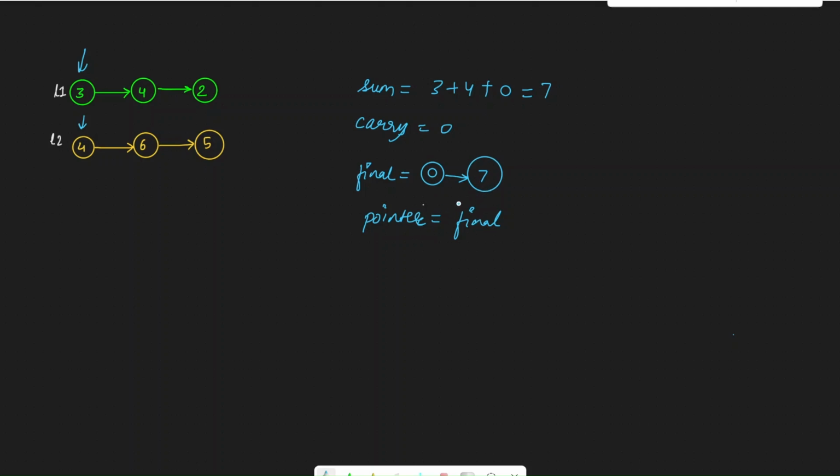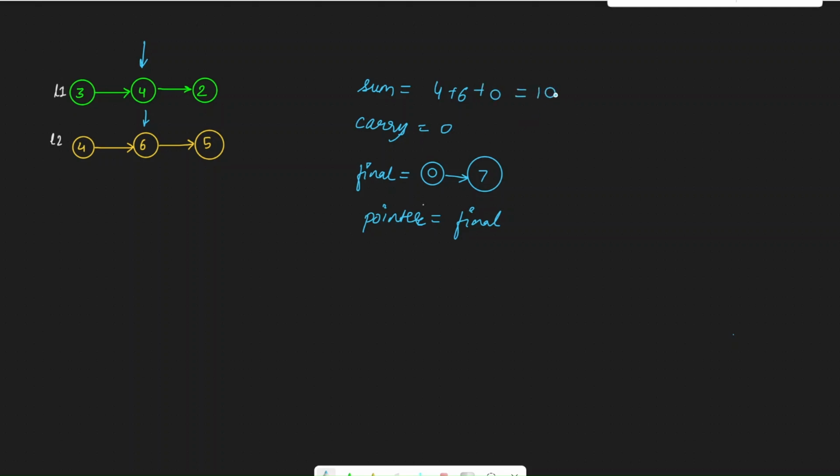This will make more sense when we write the code. Now I have to move my pointers. So the pointer now will point to the second position in both of these lists. So for sum, now we are going to do 4 plus 6 plus 0 from the carryover, that will be equal to 10.